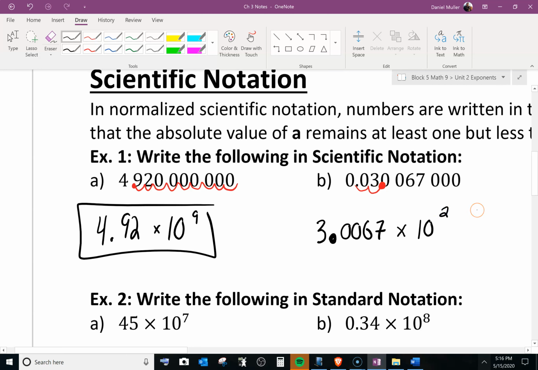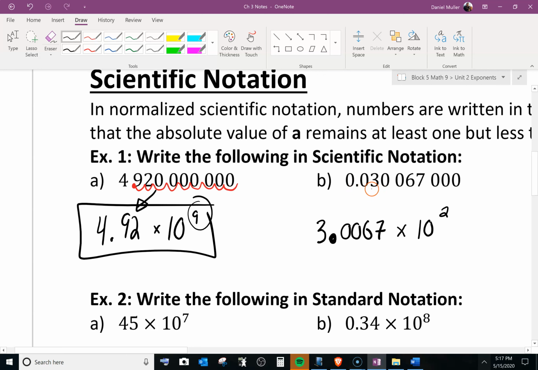Now, there's one part, because this is not correct. So let's take a look at this first one. I had a huge number. I had, what is this, 4 billion? So I went from 4 billion to 4. I made this number small. So I need to compensate for that and make this number as large as I can, which in this case was 9.